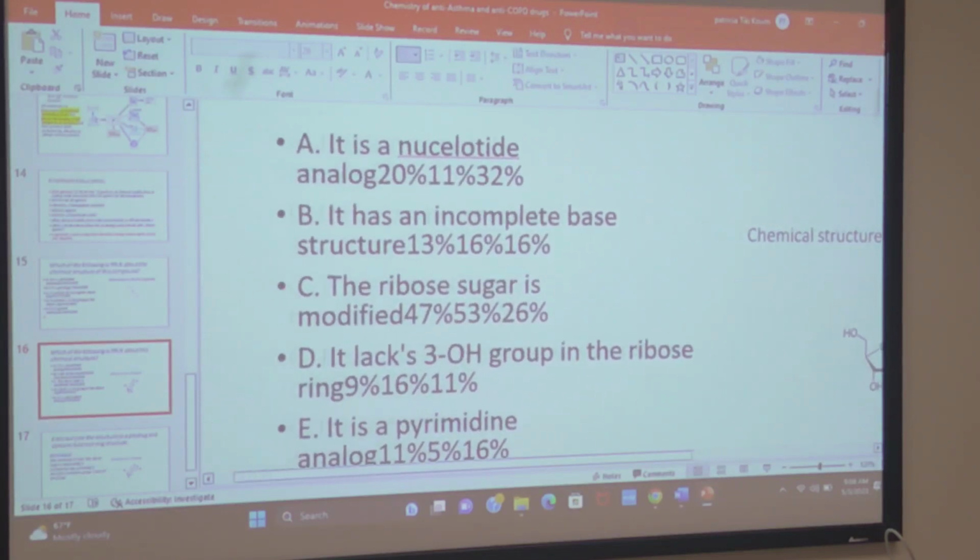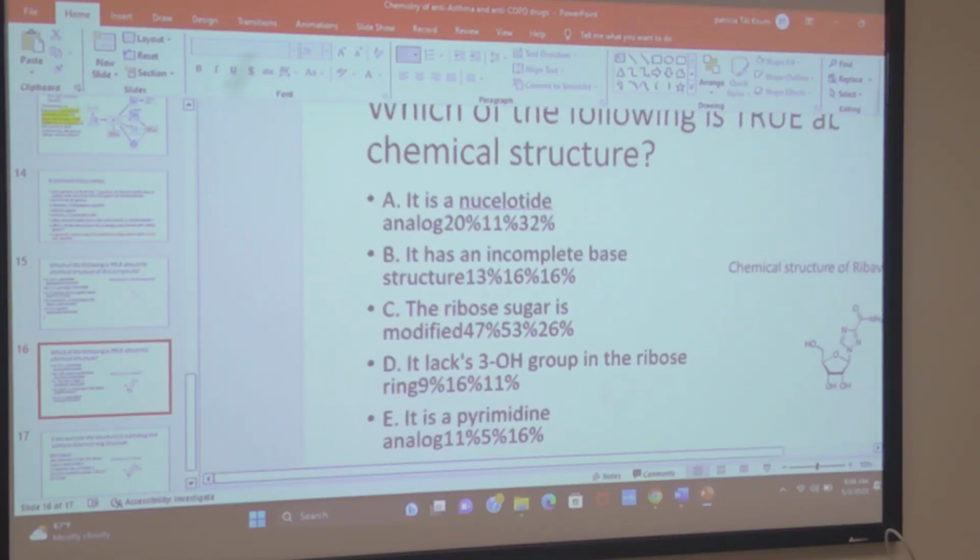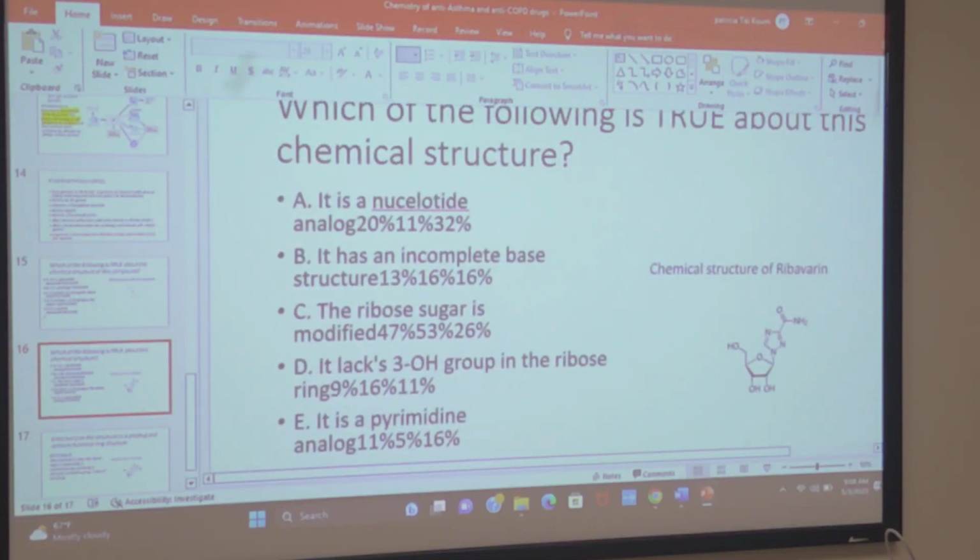So the question asked, is it a nucleotide? There is no phosphate in it. No, it's not. It has an incomplete base structure. Yes, it does. It has an incomplete base structure. That is only true. Then the ribose sugar is modified. No, it's not modified. It is true that ribose.